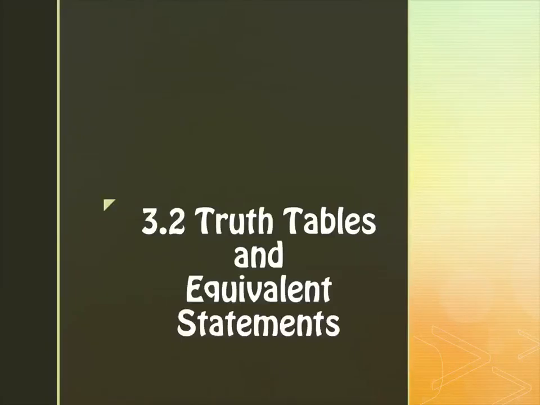All right, 3.2. We're going to put some structure to the logic that we started working with in 3.1. The structure that we're going to put to our logic is something called truth tables. And we're going to talk about how we can find out if statements are equivalent using them. Okay?